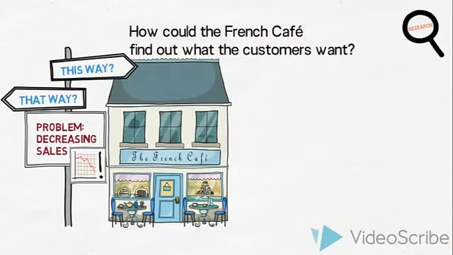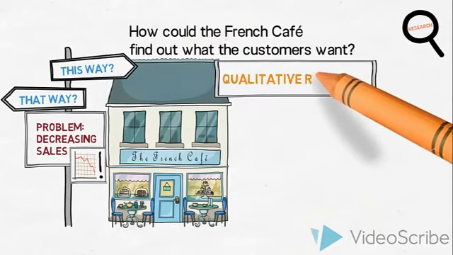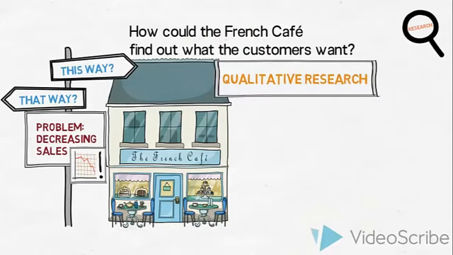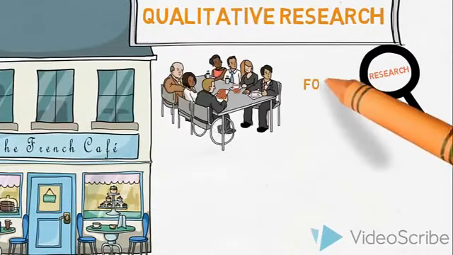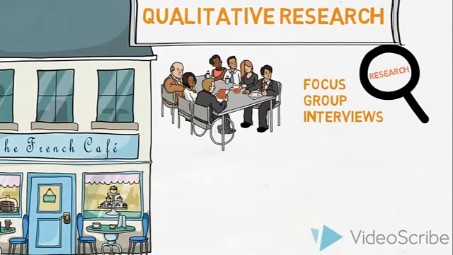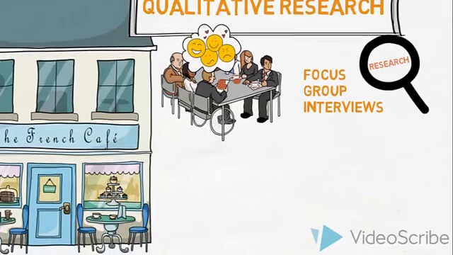So how could the French Cafe find out what the customers want? Let us introduce a few types of qualitative research. They could invite a group of customers in for a focus group interview, a discussion with the customers about their experiences, thoughts and feelings about the French Cafe. This could provide them with important clues of what the customers like and what they don't like.